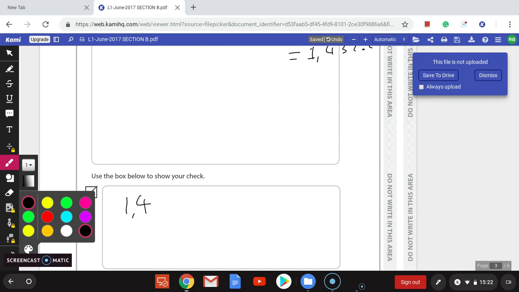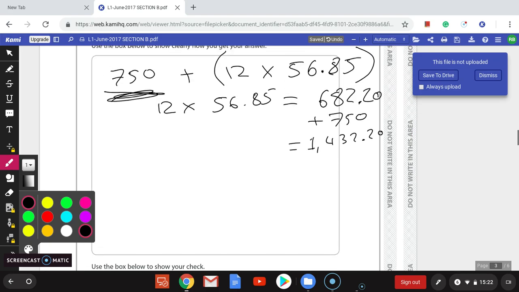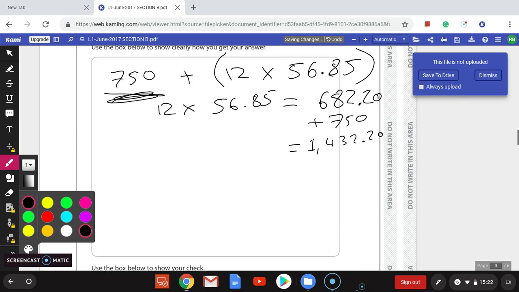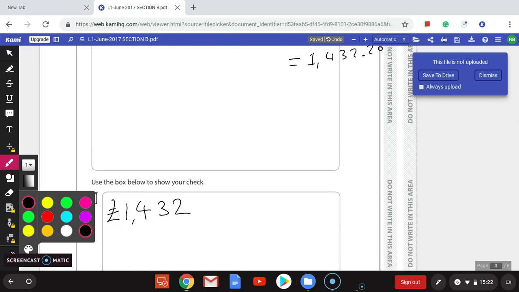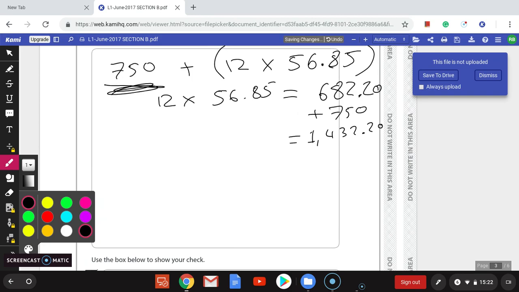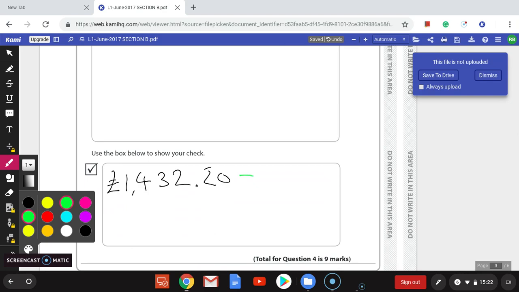You're allowed one in the test. It's an easy way to lose marks. Okay, for the check, to show a check, remember you can do something in reverse. So you start with your answer from the previous question, pounds and 20 pence. And instead of doing what we did here, which was to add, the opposite function of add is subtract.